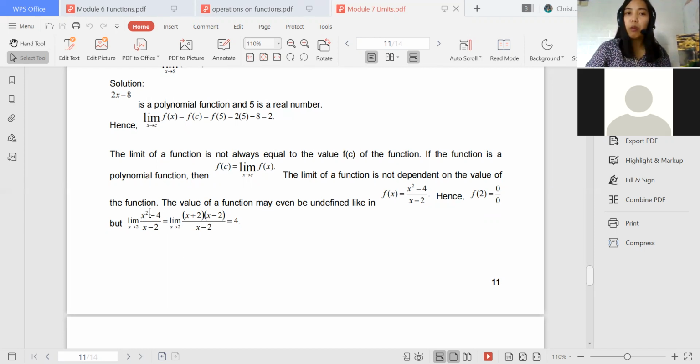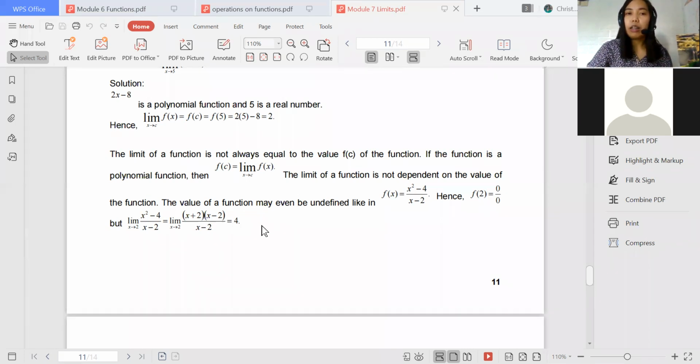x squared minus 4, that is difference of two squares. The factors for difference of two squares is x plus 2 multiplied by x minus 2. Cancel x minus 2. So we will have the limit of x plus 2 as x approaches 2. Now we can substitute the value of c. The value of c is 2. So 2 plus 2, the answer is 4. So the limit of x plus 2 as x approaches 2 is 4.